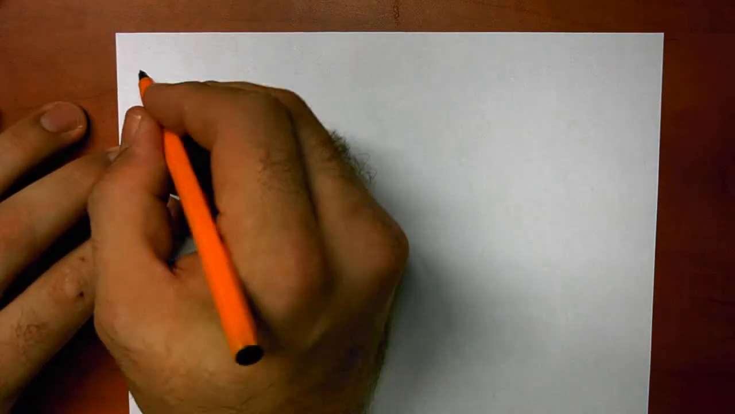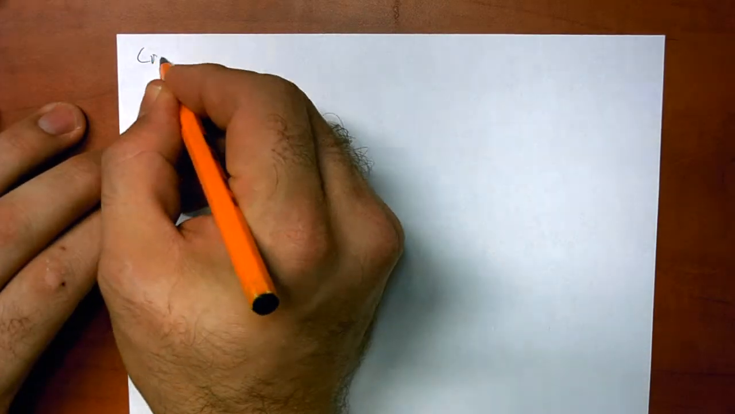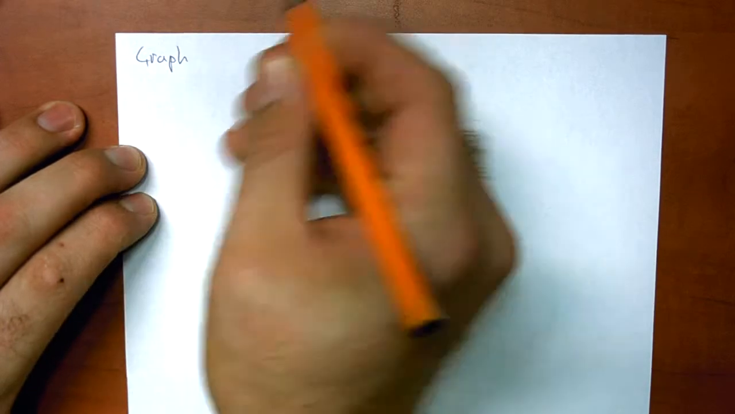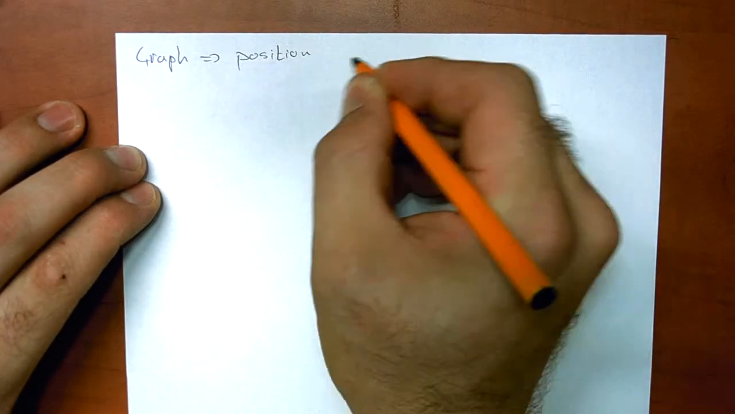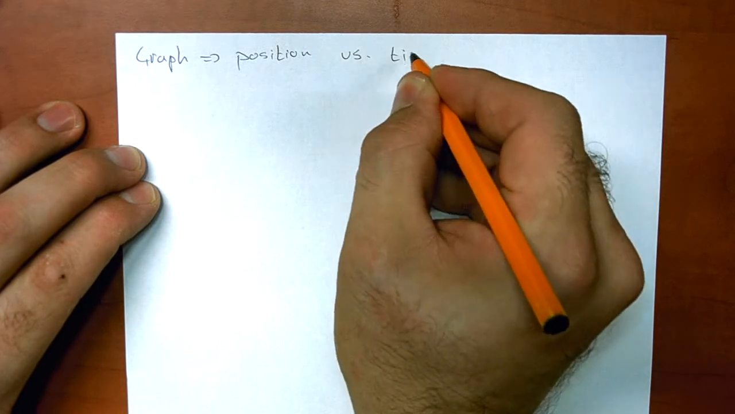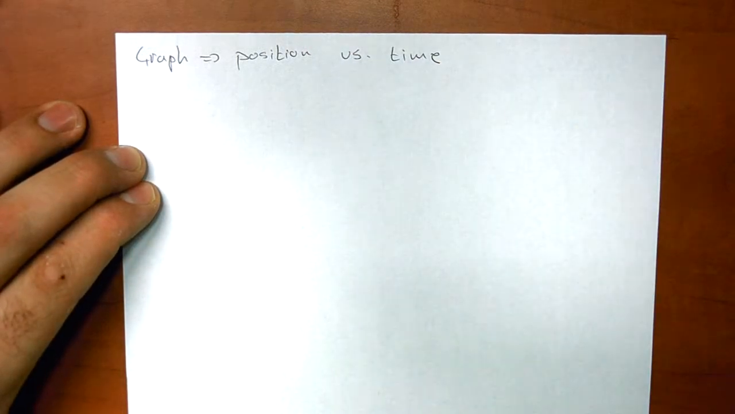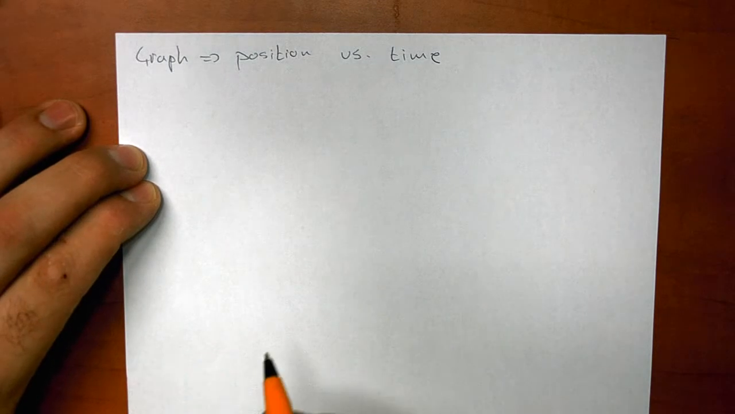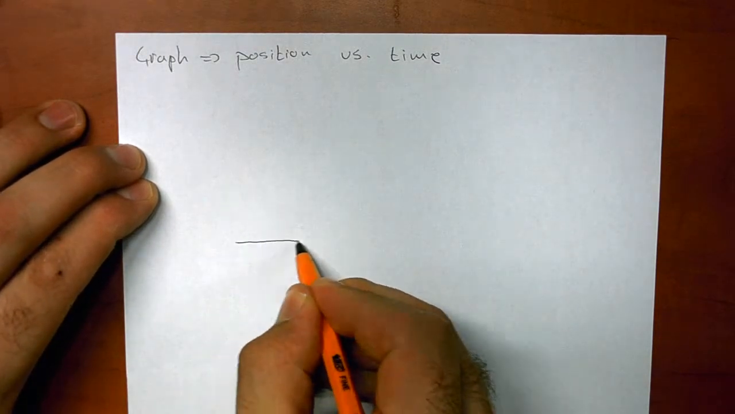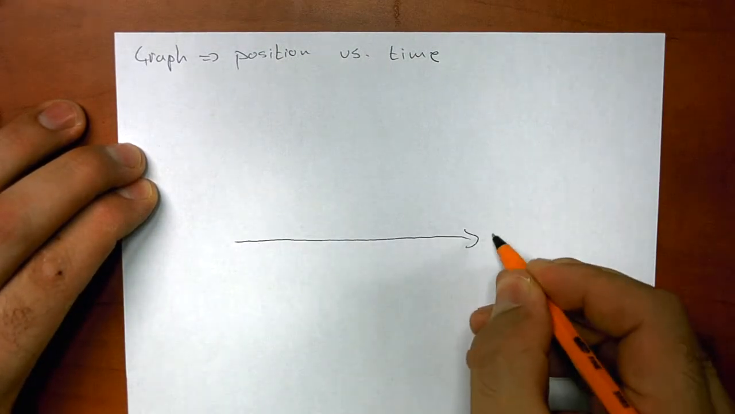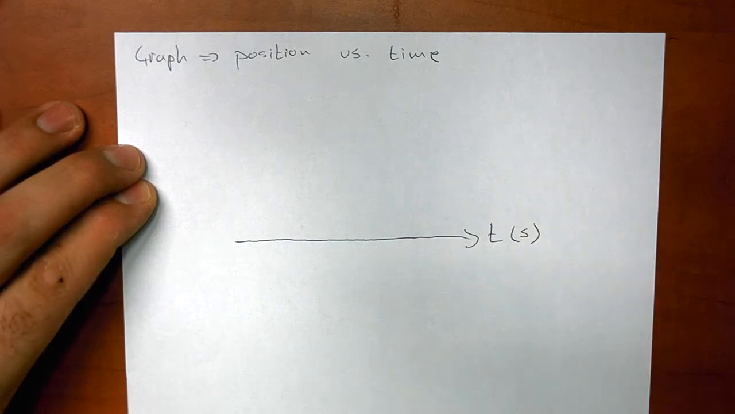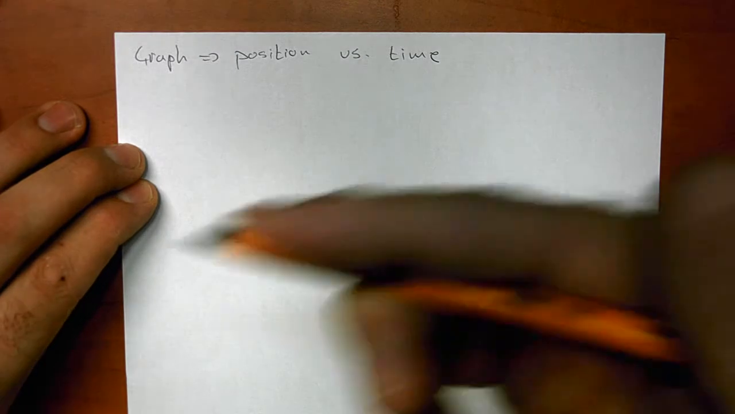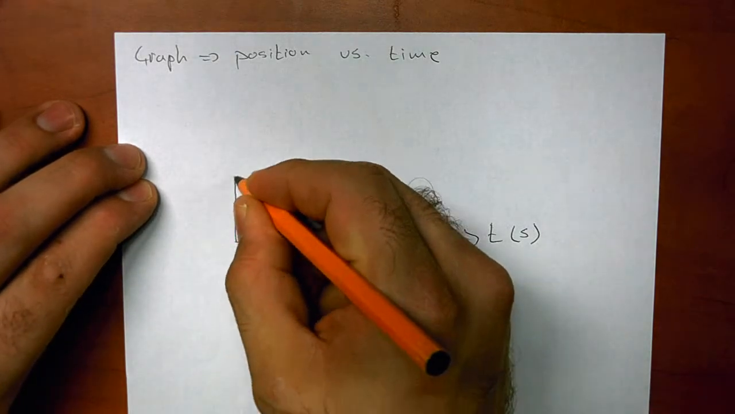Let's try to draw a graph of position versus time. Now, let's use it as our time axis. Let's use the units of seconds. We know one clap was 3 seconds.